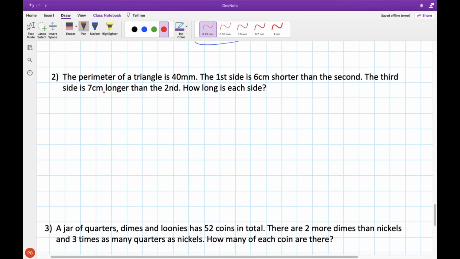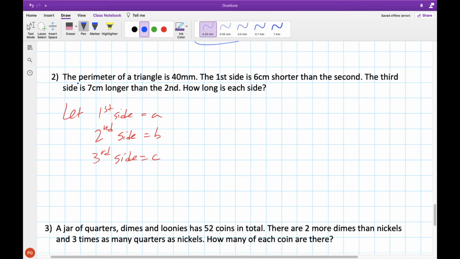For this one here, we're talking about the perimeter of a triangle. Triangle has 3 sides, so let's name those sides. Let's let the first side be equal to A, our second side will be B, and our third side, let's call that C.